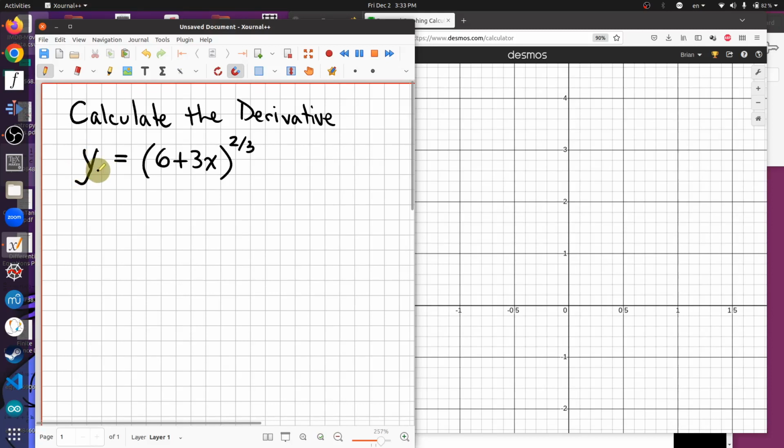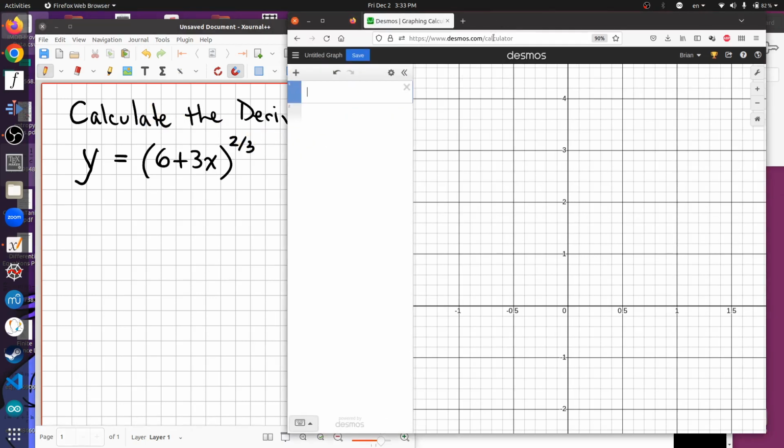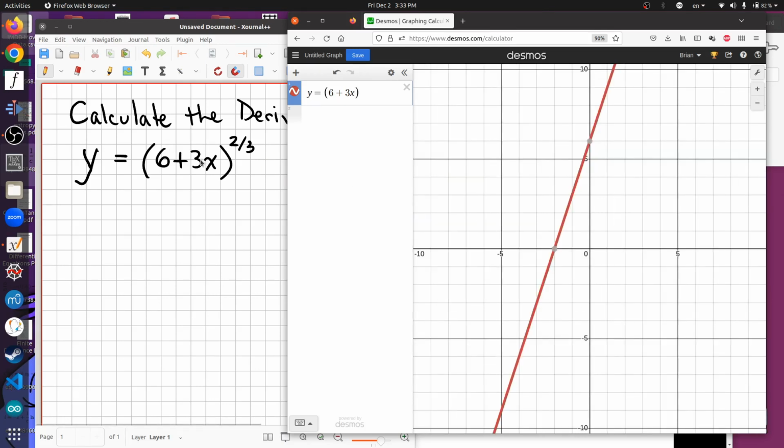Suppose we're given this function y equals (6 plus 3x) to the 2/3, and we want to calculate the derivative. Well, let's begin by visualizing this function in Desmos and see if we can gain any kind of insight about it. So y equals 6 plus 3x, that would be the equation of a line, slope of 3, y-intercept of 6, that checks out.